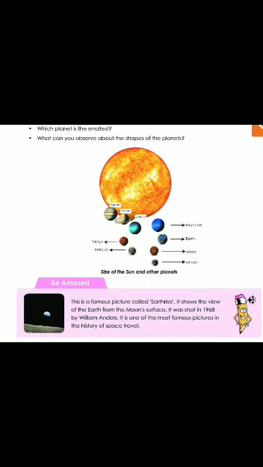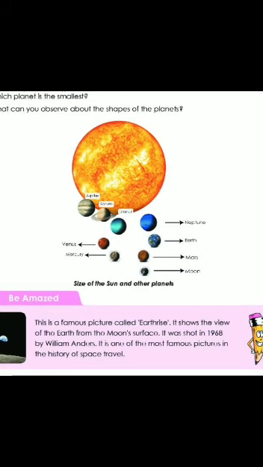Yes, you all know it. Mercury is the smallest planet. What can you observe about the shape of the planets? The shape of the planets, as we have seen, varies in size and shape. Some have a sphere-like structure and some are oblate spheroids.